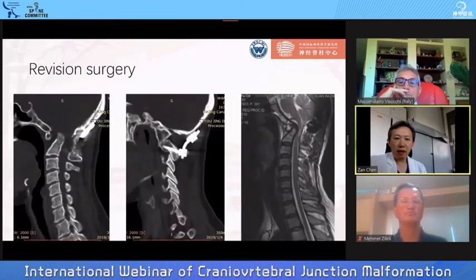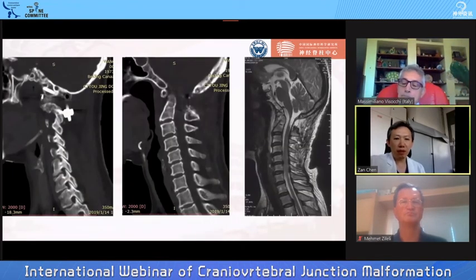And this kind of technique can be used in revision surgeries. This patient had been operated on formerly, but the first surgery did not get a satisfied reduction, and only got fusion from C0 to C2. With revision surgery, we released the facet joint and implanted a cage in the facet joint. With this kind of technique, we can get a total reduction.